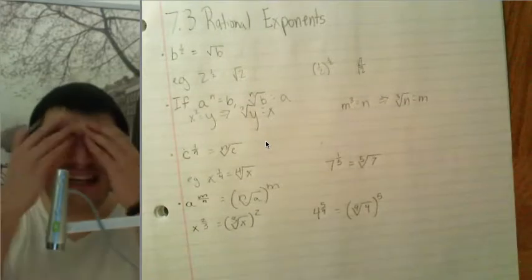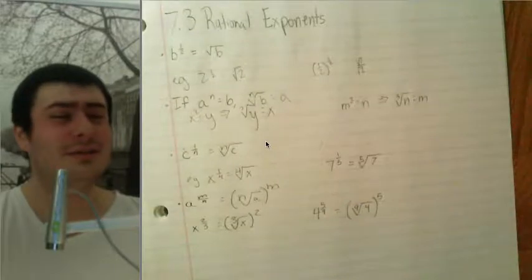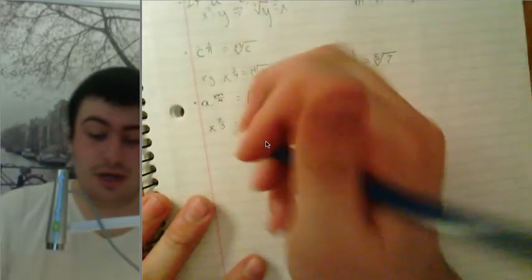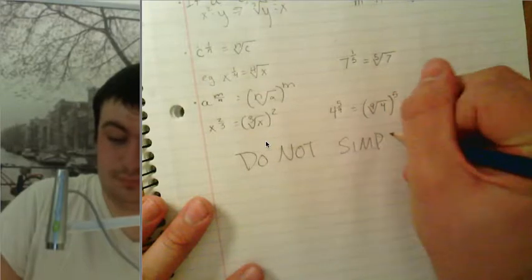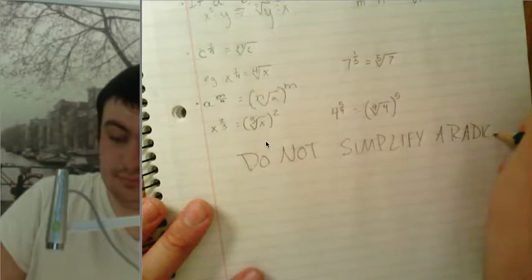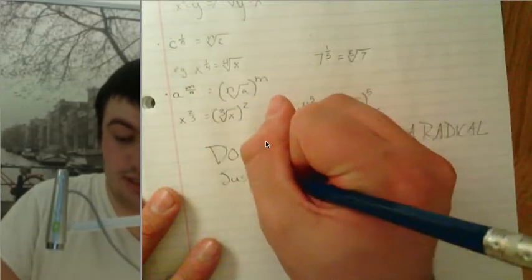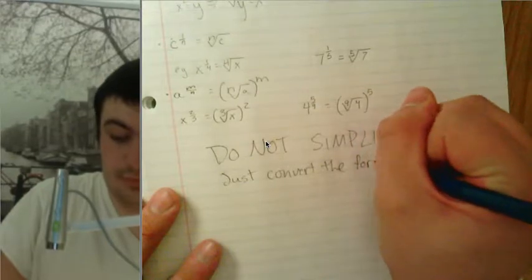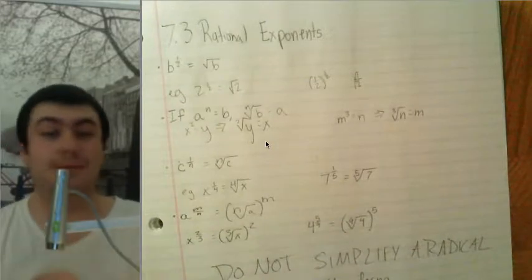Now again, this could kind of be confusing, especially because we don't really know what radicals are yet. We don't know what square roots are, but it's a part of the exponents, and again, we're just going back and forth. So I'm going to remind you, do not simplify a radical. Do not simplify a radical. Just convert the form. Again, we're just going back and forth from a rational exponent to a radical, or a radical to a rational exponent.